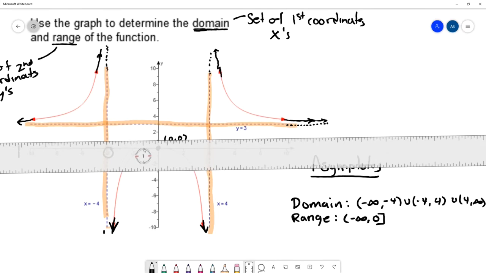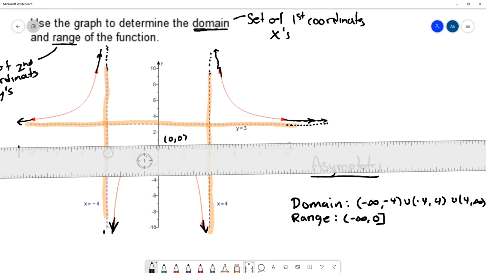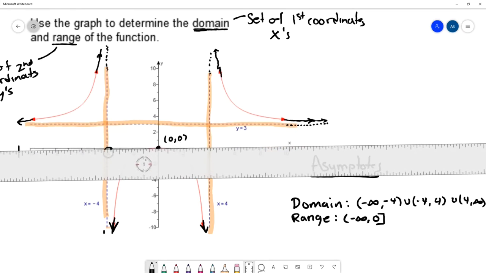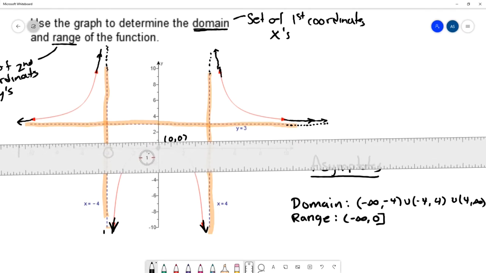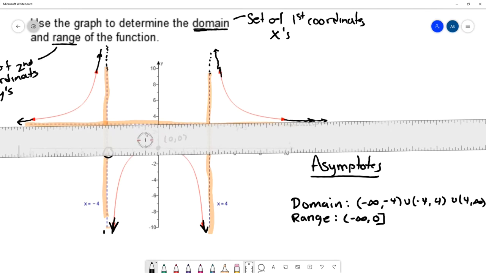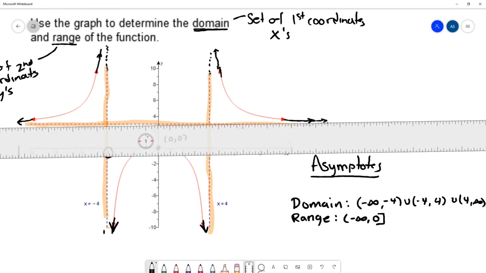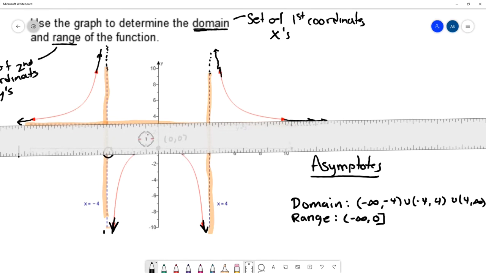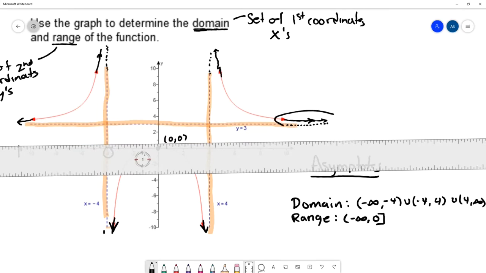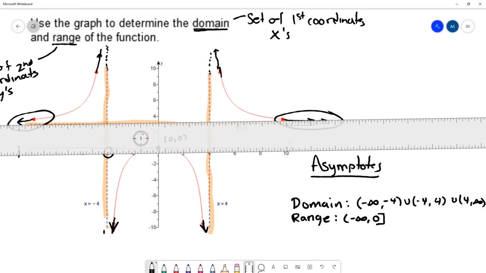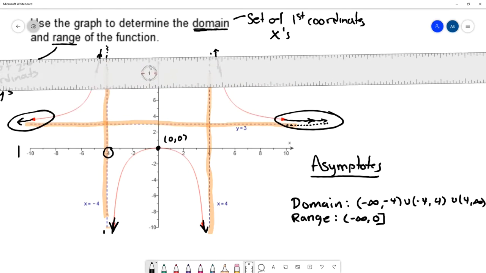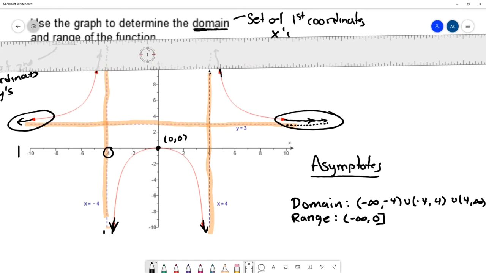So notice that I am not touching the graph in this middle section here. So from 0 to 3, I am not touching the graph. But then when I get to 3, I'll be touching over here, and I'll be touching over here. So from 3 all the way up to infinity will be included in my y values.